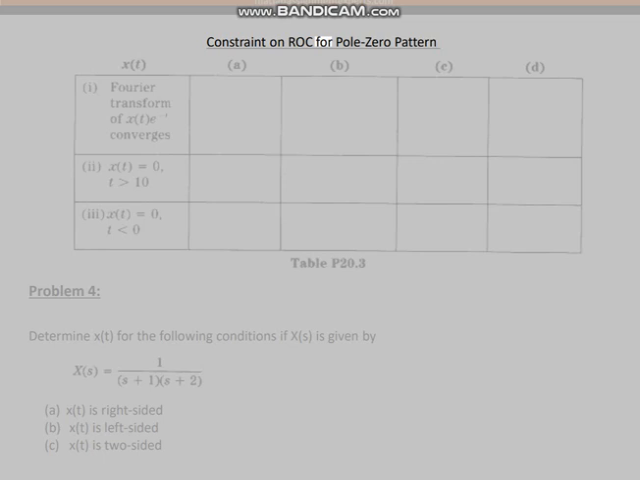Constraint on ROC for pole-zero pattern. Problem 4. Determine x(t) for the following conditions if X(s) is given by. A. x(t) is right-sided, B. x(t) is left-sided, C. x(t) is two-sided.